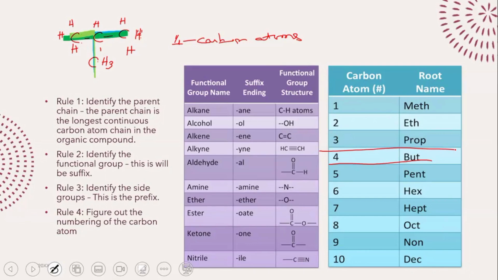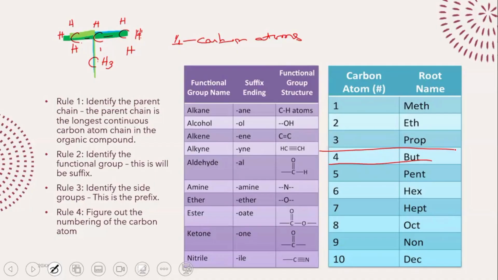It's going to be named based on the longest continuous carbon atom chain that we can make. And we're going to practice this in just a little bit, so this will become a bit clearer. This is rule number 1.